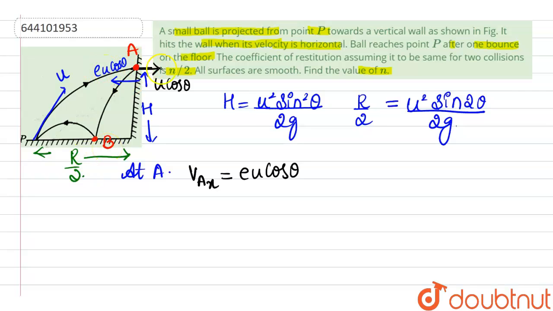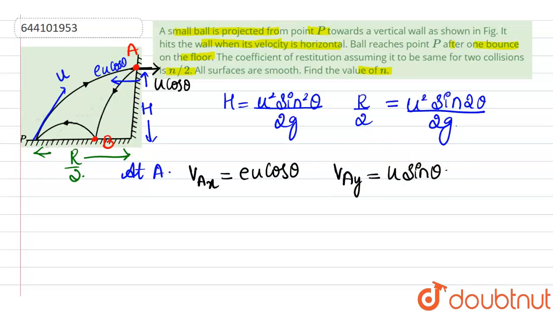So at this point, since only the horizontal component is there, I can find out the vertical component of the velocity. The vertical component, BAY, will be equal to u sine theta, because the collision is happening along the x-axis only, not along the y-axis. So the y component will remain the same. Now with this velocity it is going to travel a height of h. So we can calculate the relationship between e and u, right?